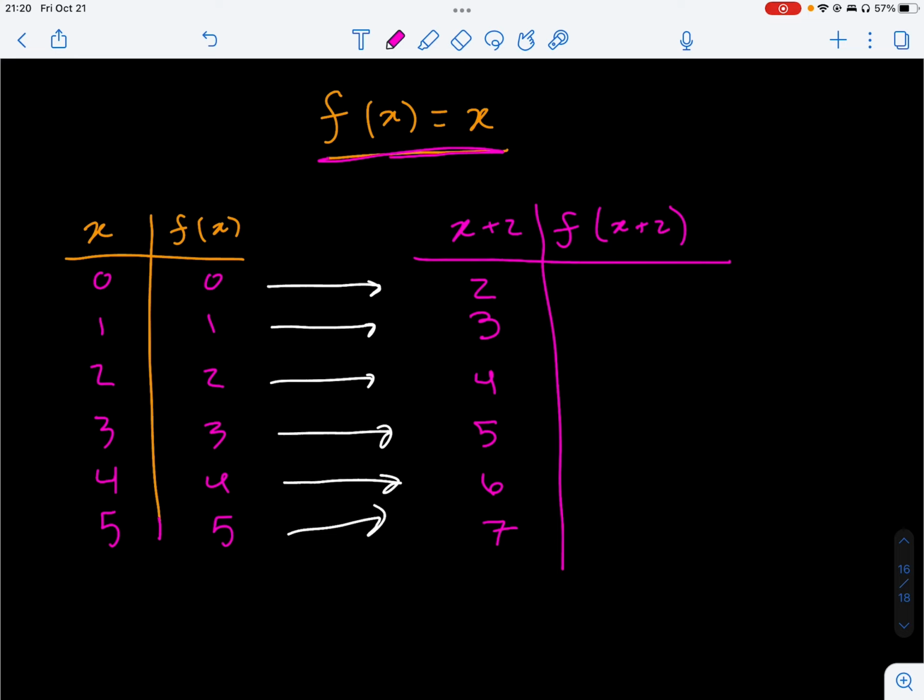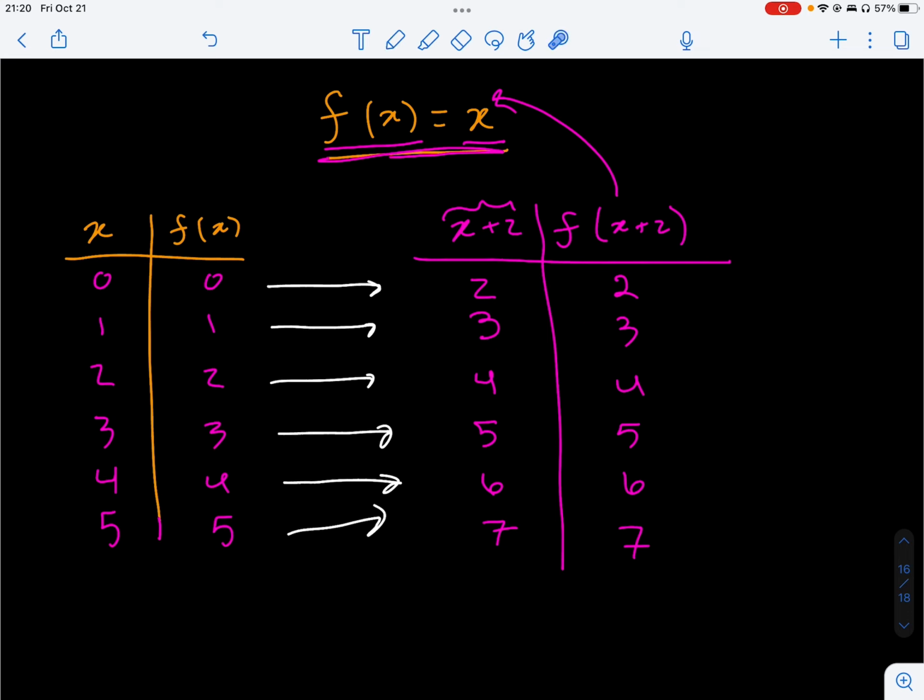Now, if my input is x plus 2, my output is f of x plus 2. And remember, the function initially was this guy. We're still using the same function. We're just changing what we plug into it. Well, the input and the output should be the same. So I'm going to get 2, 3, 4, 5, 6, and 7. Notice if you look at each one individually, you still get the same relationship.